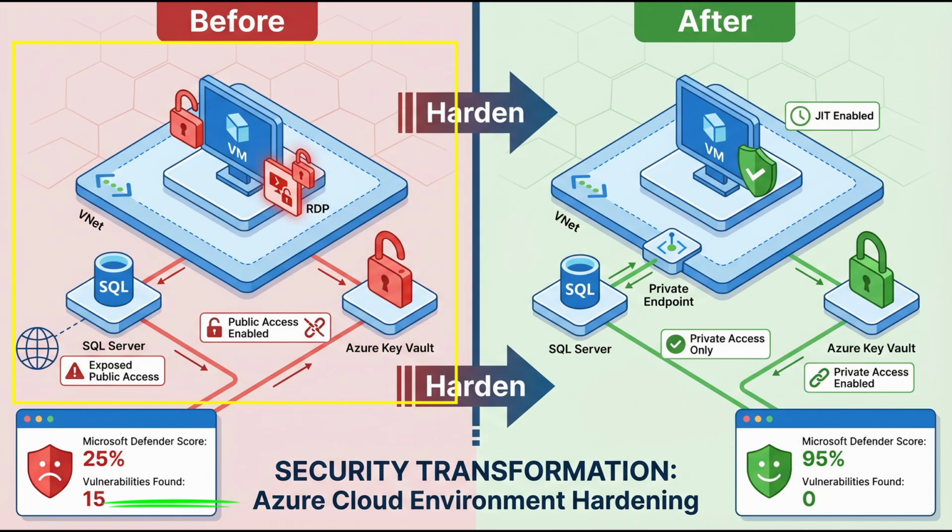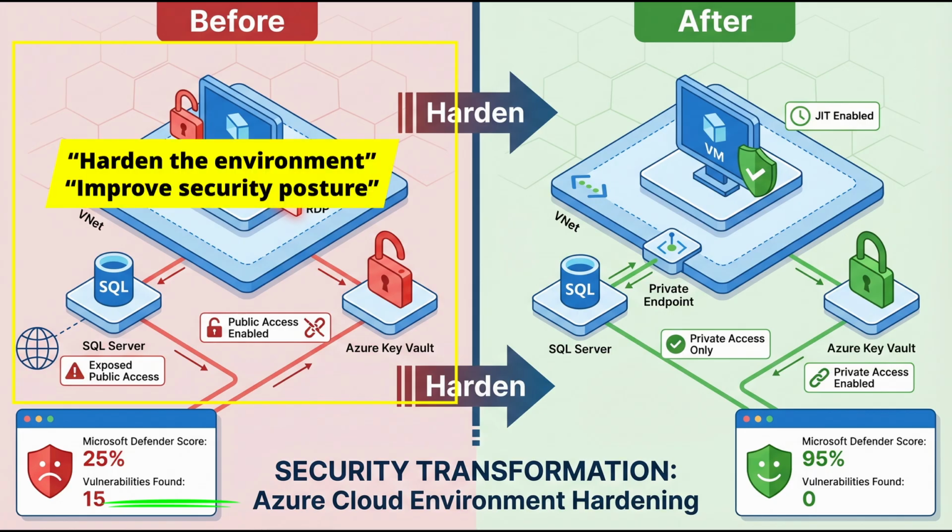And now, here is the tricky part. The exam doesn't say again, fix VM or SQL or Key Vault. Instead, it says something like harden the environment, improve security posture. And now you need to figure out everything. You start with the VM problem, RDP port is open to the internet. Enable just-in-time access, no permanent access, only temporary, and controlled access.